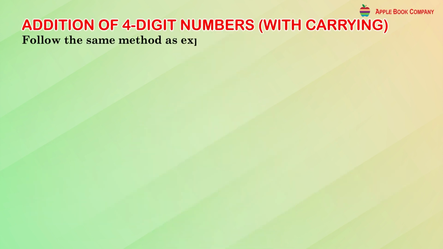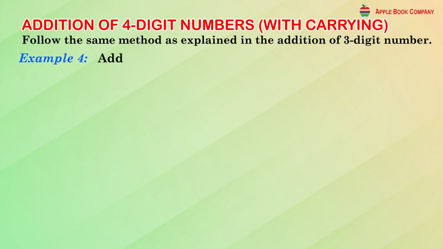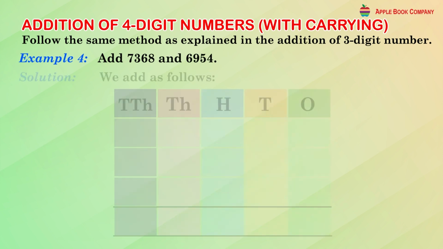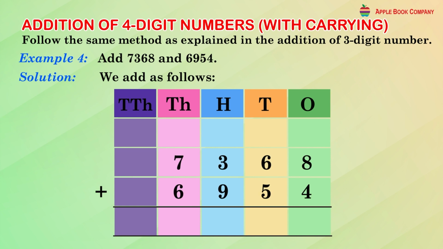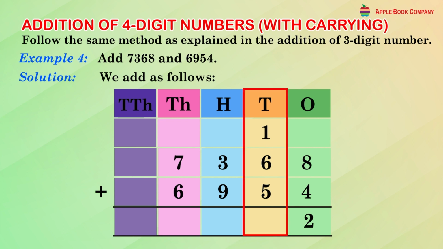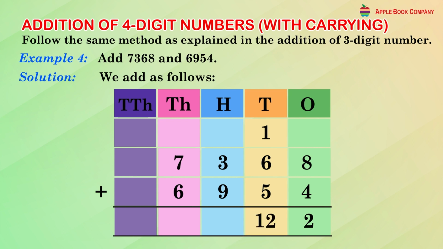Addition of 4-digit number with carrying. Follow the same method as explained in the addition of 3-digit numbers. Example, add 7368 and 6954. When we place them in the correct columns and add them, we add the ones and we regroup them, which is 8 plus 4 is equal to 12. So we place the 2 of the 12 at the bottom in the ones and carry the 1 to the tens place, which gives us a total of tens as 1 plus 6 plus 5, which is 12 again.